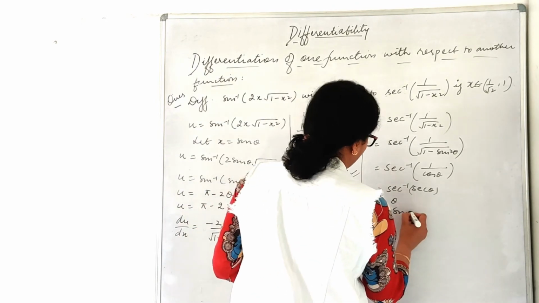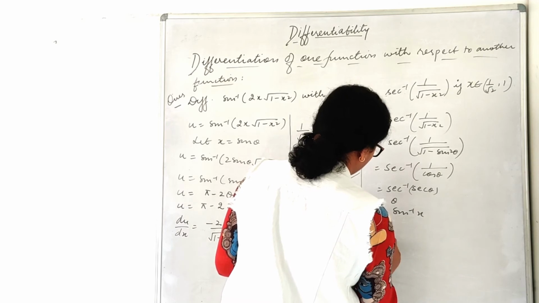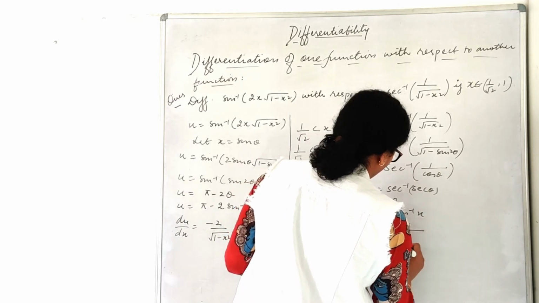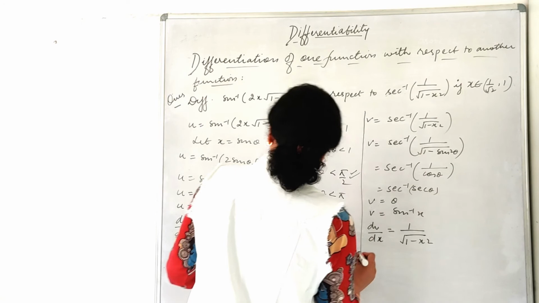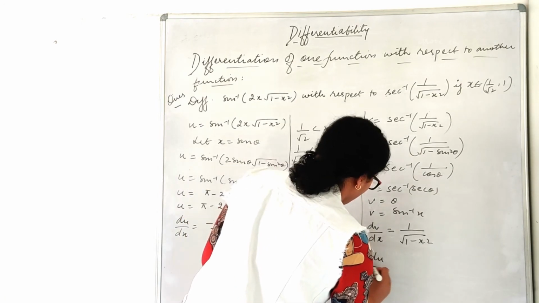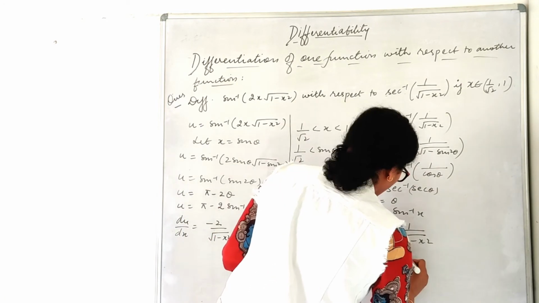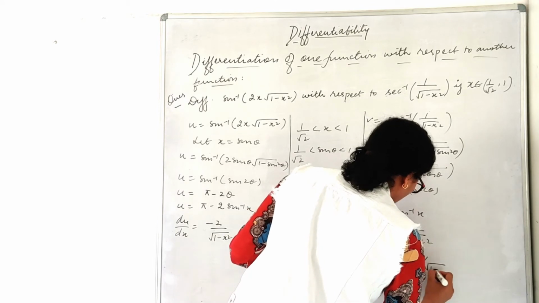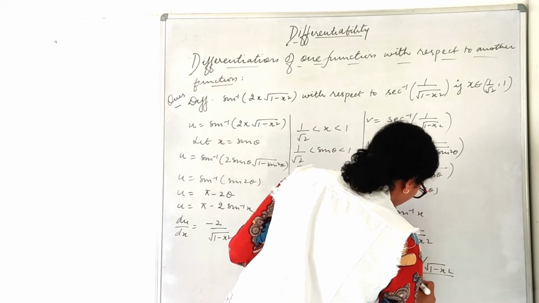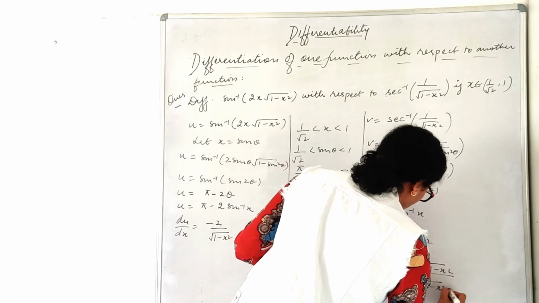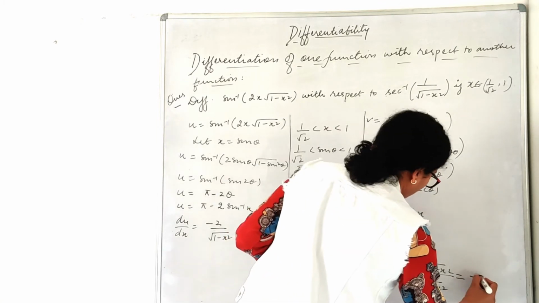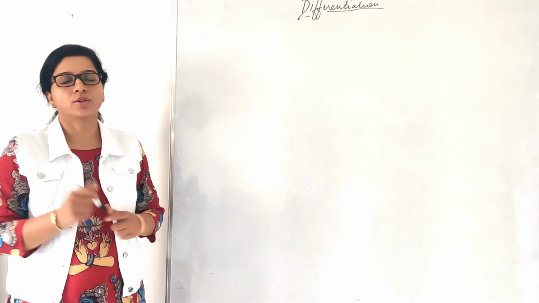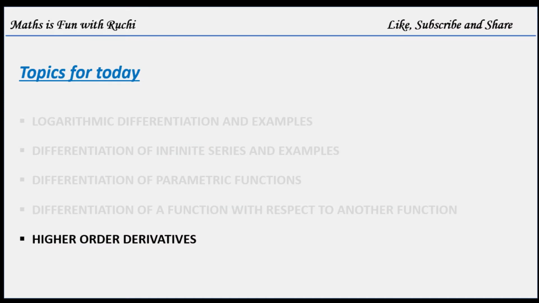So it is sin inverse x. dv by dx is equal to 1 upon under root 1 minus x square. So now we have to find du by dv, which is equal to minus 2 upon under root 1 minus x square upon 1 by under root 1 minus x square, which is equal to minus 2. So done. So the next topic is higher order derivatives.